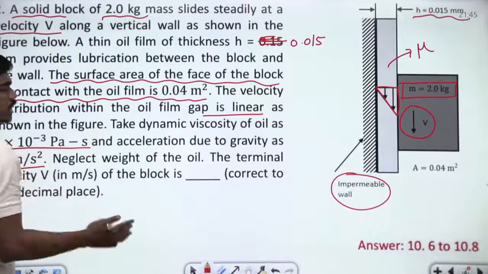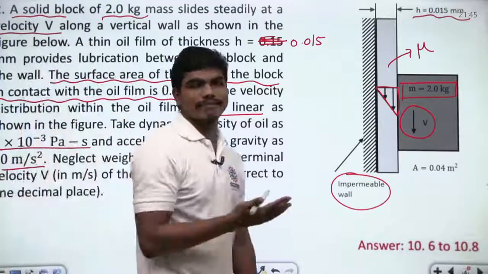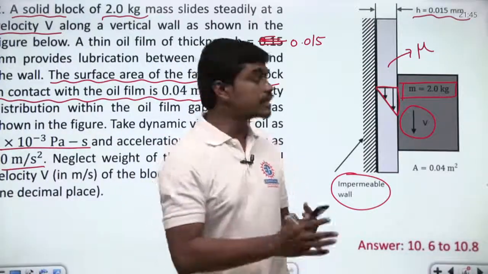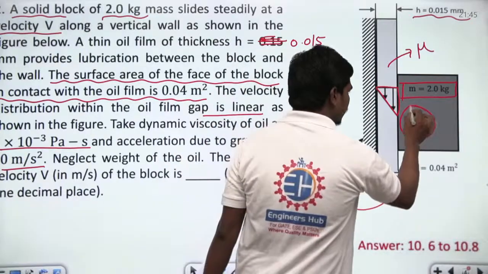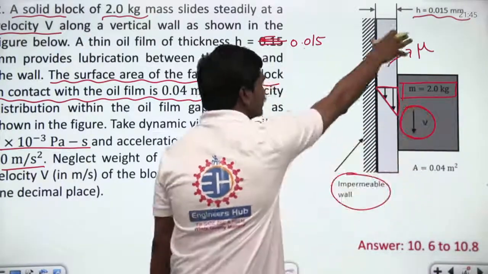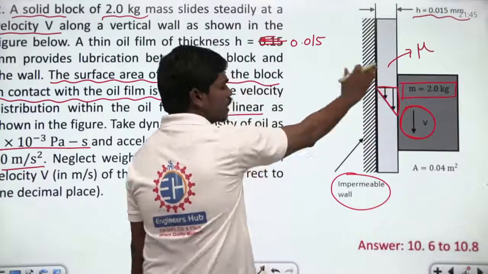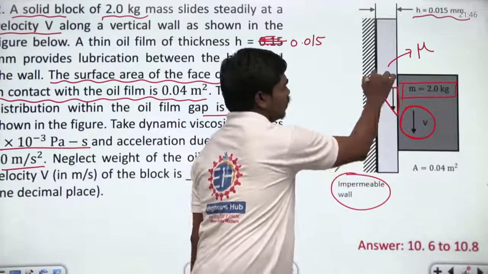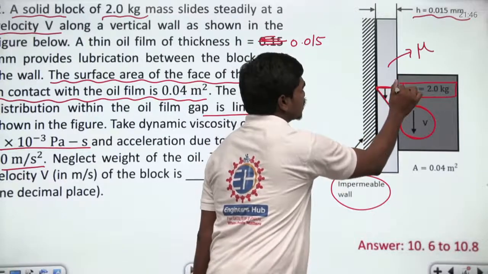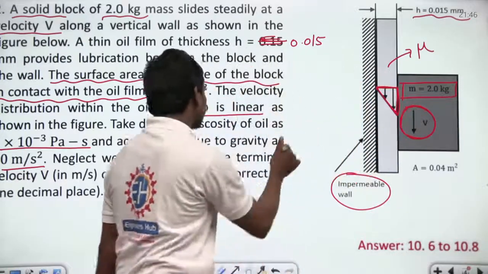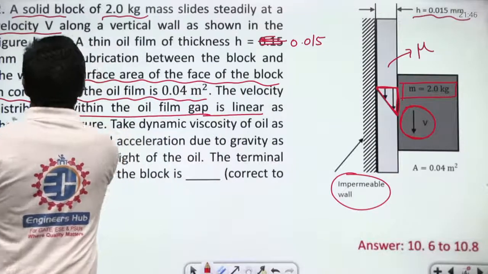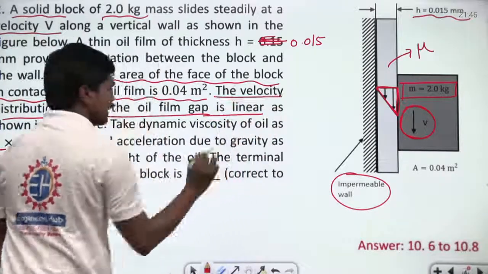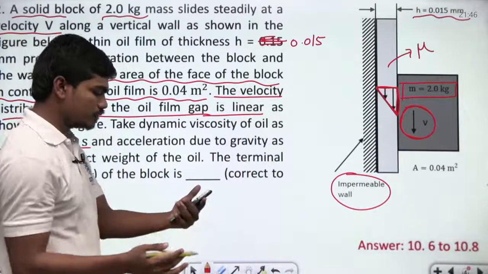The terminal velocity of the block is asked. For such cases, I have given you an expression for the terminal velocity. They are asking what the steady state velocity or terminal velocity of this block could be when it is sliding along this oil. Whenever we have small gaps, the velocity profile is definitely linear, and that's what they have mentioned in this question. So can we apply Newton's law of motion?